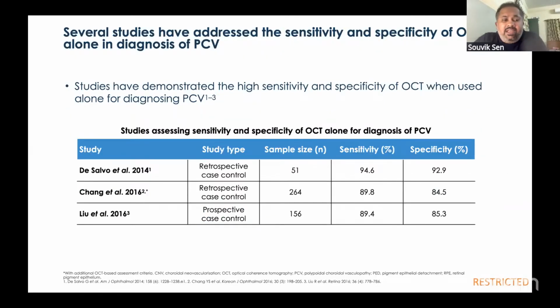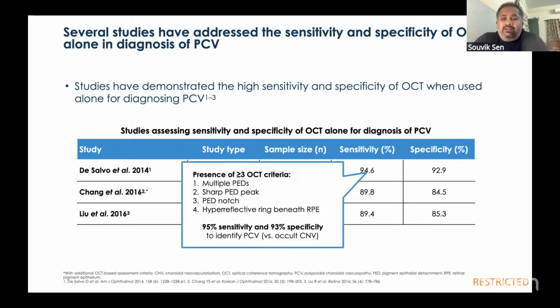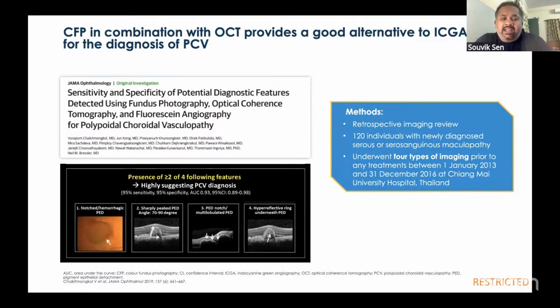There are studies that were done. I'd like to focus on the DeSalvo study, where they used OCT alone for the diagnosis of IPCV. They found that if we looked at these criteria, multiple PEDs, sharp PED notch, hyperreflective ring beneath the RPE, and used three or more diagnostic criteria, it led to a sensitivity of approximately 95% and a specificity of 93%, which is astounding. But it gets even better, because if we combine this with color fundus photo, in a retrospective imaging review, we are approaching 95% sensitivity and 95% specificity. So combining these two, we're approaching the sensitivity and specificity of diagnosis that we could get with ICGA.